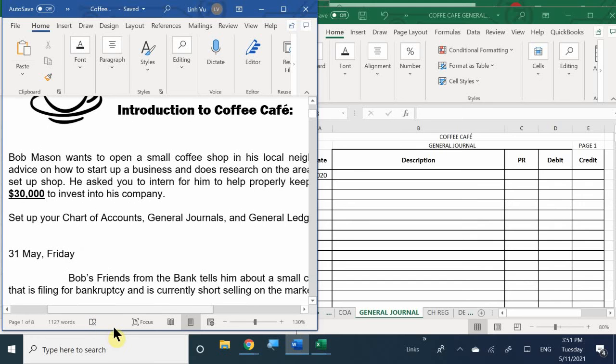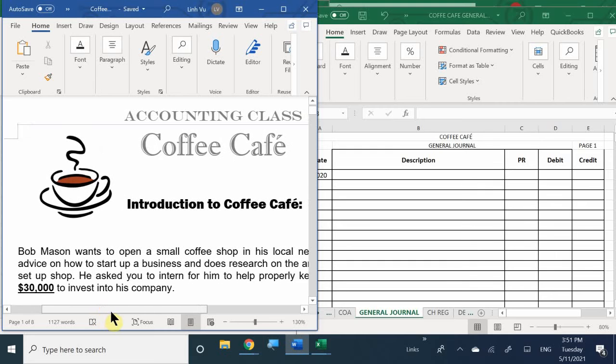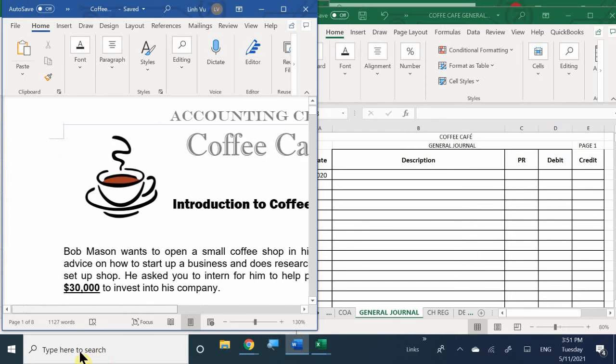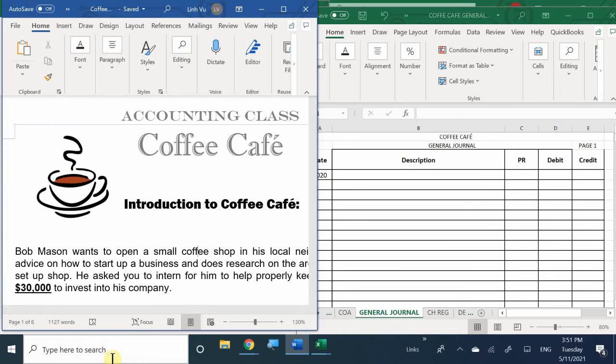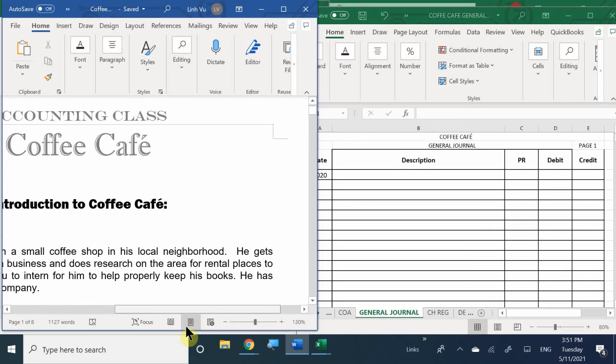So here, introduction to Coffee Cafe. Bob Mason wants to open up a small coffee shop in his local neighborhood. Once again, he gets advice on how to start up a company, obviously, right? You can't just wake up one day and say, I want to start a business, right? No, he seeks professional advice on how to get a business started. And of course, he does his research, looking at his area to see which are the good places to do business. That should be something you do, especially when you open up a business.